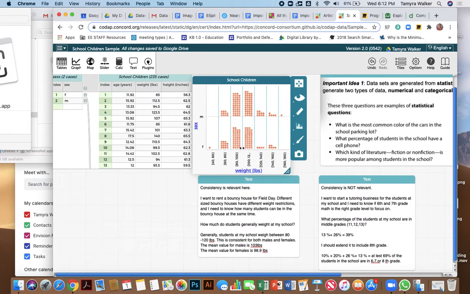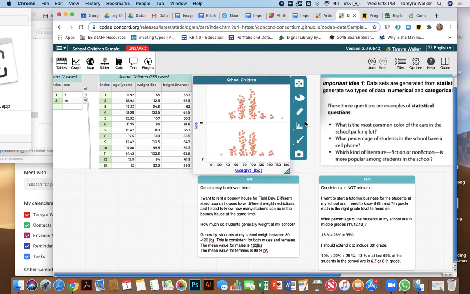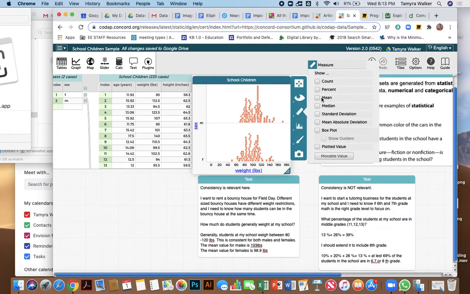So that's all good. But let me get really precise so that I can figure out how many students will be allowed in the bouncy house at a time. I need to get a little bit more precise, so I need one number to represent the data set. So the good news is that, let me take these out of the bins, now I can find the mean for the data set.